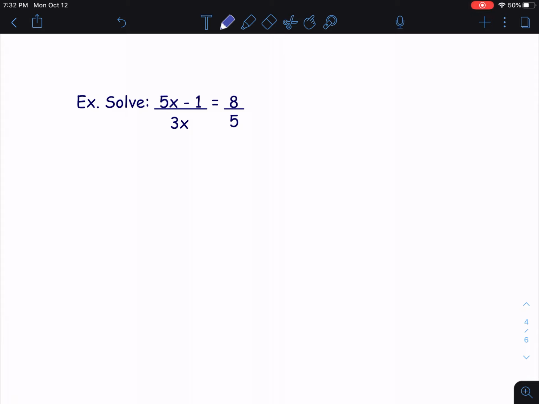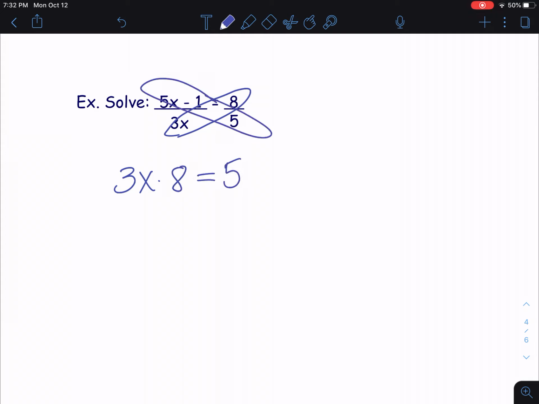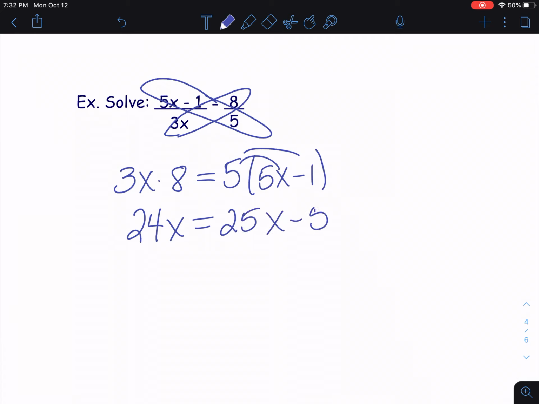Here we have a variable in the numerator and the denominator, but my process is not going to be any different. I'm still going to set my cross products equal to each other. So in one diagonal, I have 3x times 8, and in another cross product, I have 5 times all of the quantity of 5x minus 1. So I'm going to put that entire numerator in parentheses to make sure that I take 5 times all of the other numerator in that diagonal. 3x times 8 is 24x. And doing the distributive property to multiply this 5 times this difference gives me 25x minus 5.